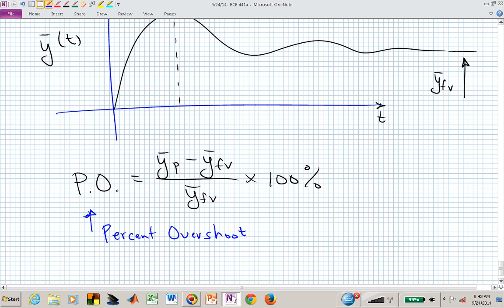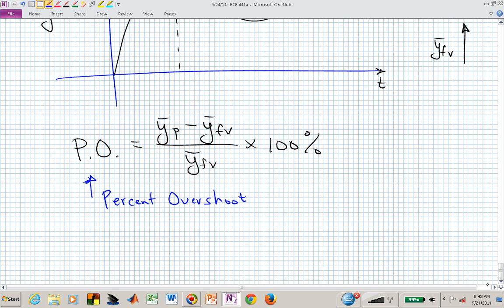But in terms of y bar, remember what we just derived? We just derived an expression for y bar. Y bar at t sub p was simply 1 plus e to the minus zeta pi over the square root of 1 minus zeta squared.